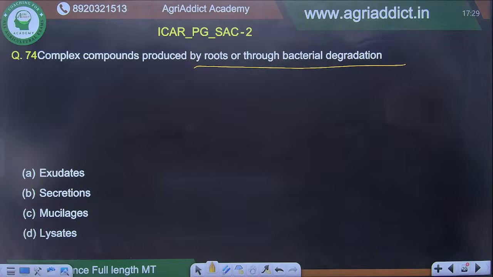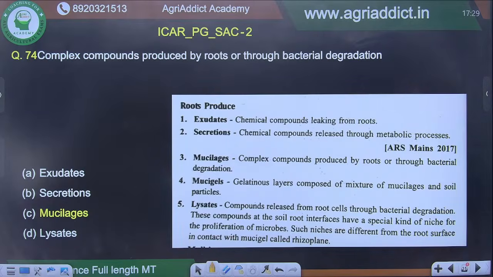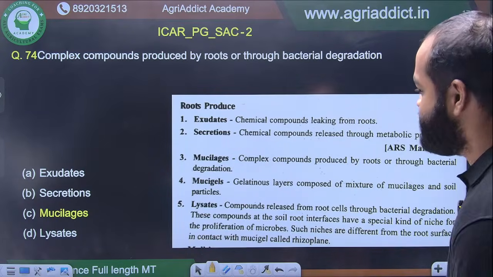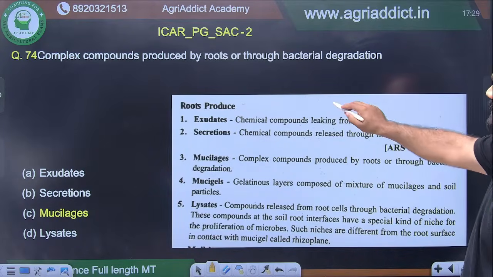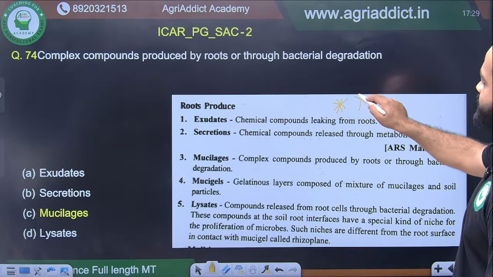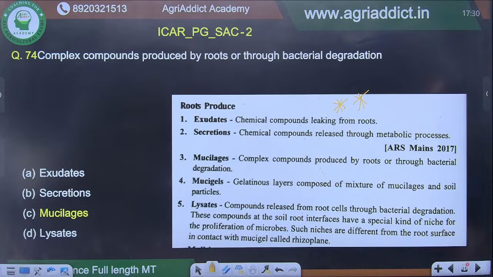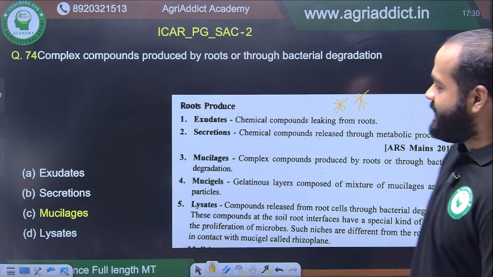इसमें तो explain करने का कुछ है नहीं, है ना? So we will directly go to the answer. The correct answer is C. It is mucilage. This has been taken from treatise. यही same चीज it is there in the old ISSS also. वहाँ पे जाके अच्छे से देख लेना.